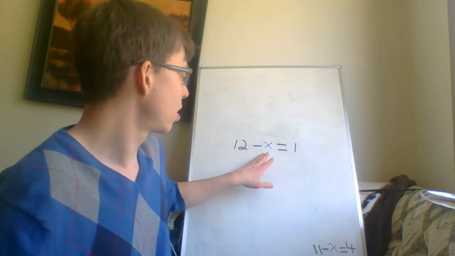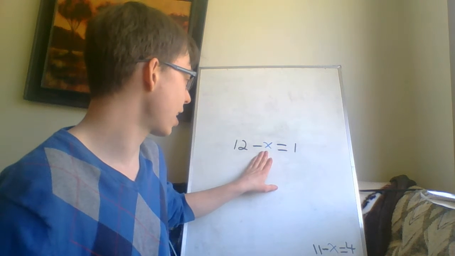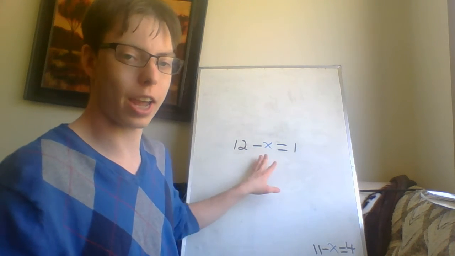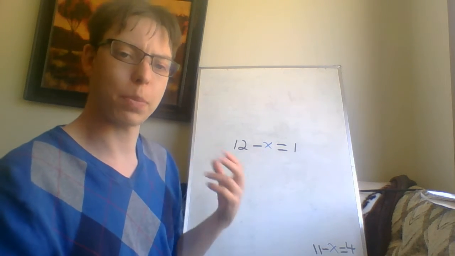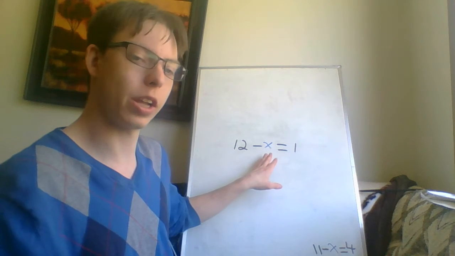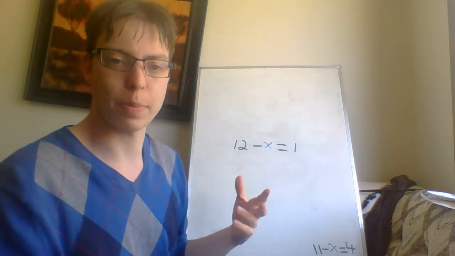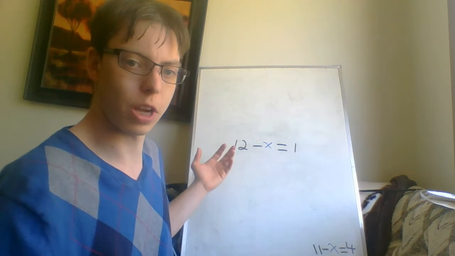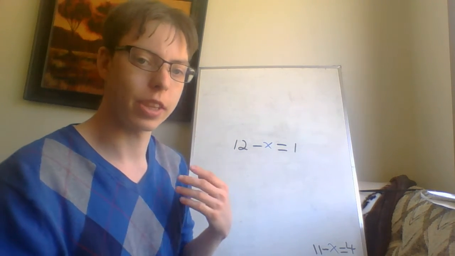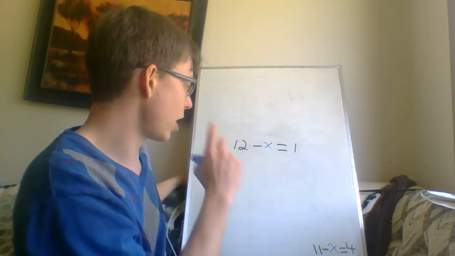Now, there's a couple ways to solve for x. To solve for x in this equation, I have a few options. One, I can look at it, and if it's simple enough, I can probably figure it out in my head. 12 take away a mystery number equals 1. Well, I can do that pretty easy in my head. I know that 12 take away 11 would equal 1.